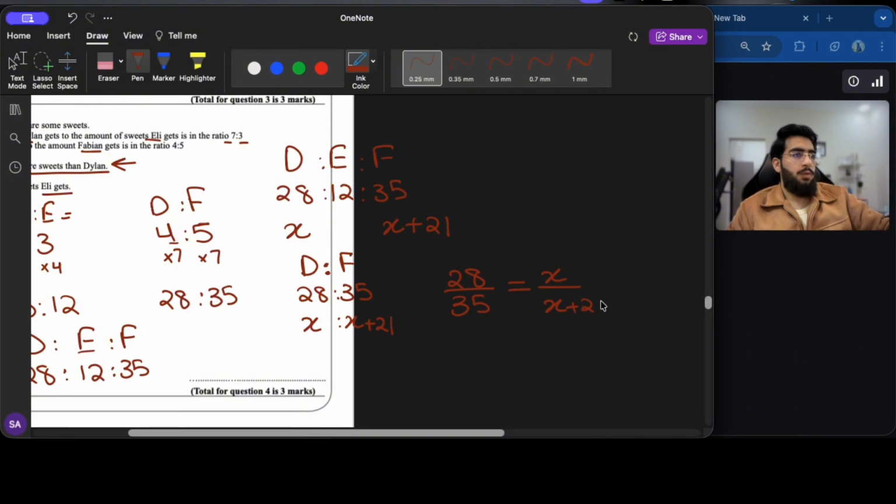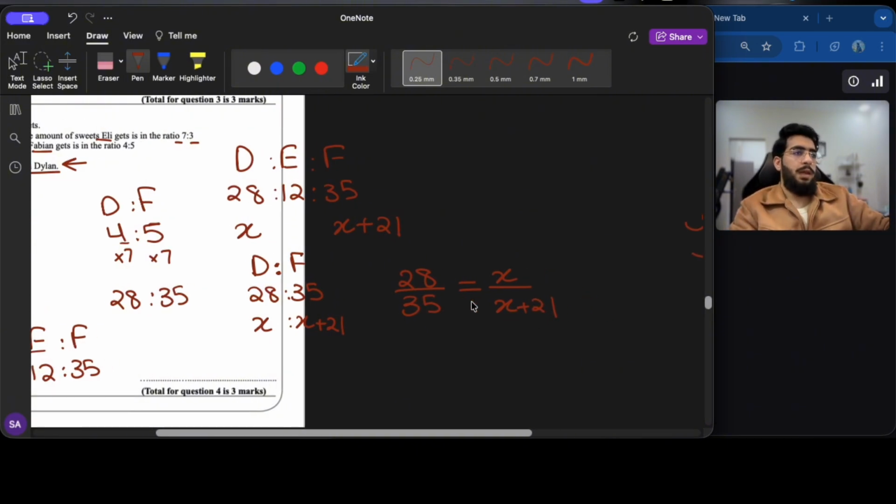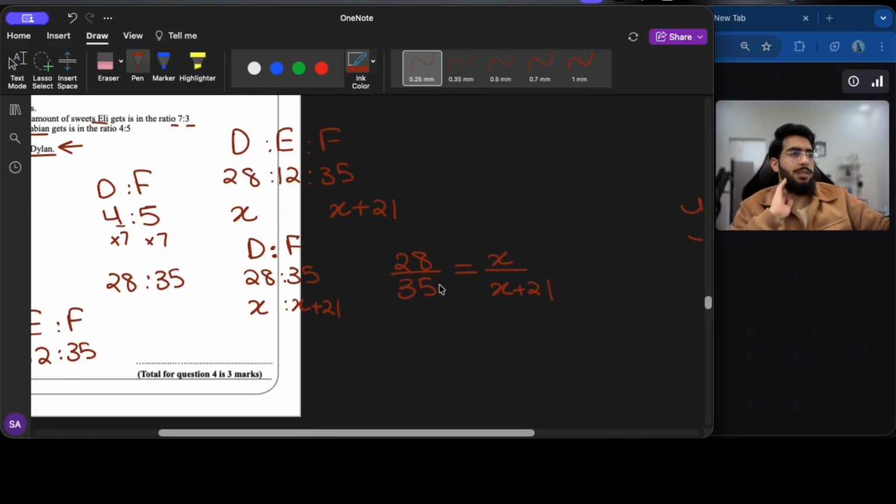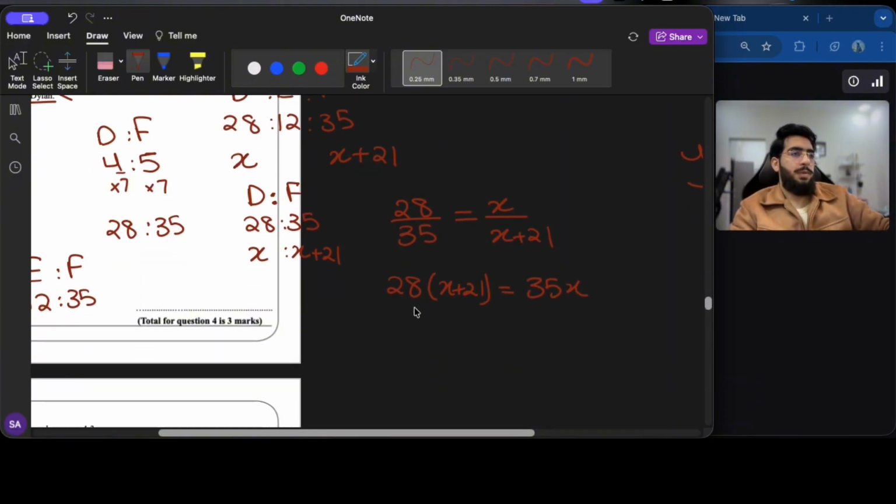plus 21. Okay, now I can just cross multiply in order to solve for x. So it will become 28 times x plus 21 is equal to 35x, and that would become 28x. So 28x plus 28 times 21. Let's see what that is.